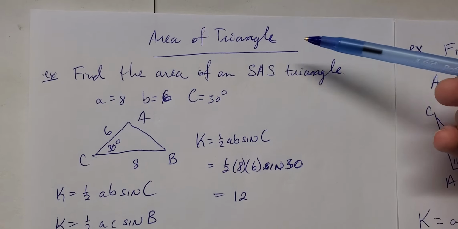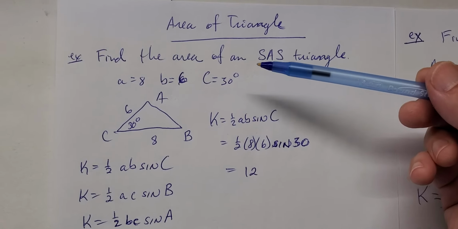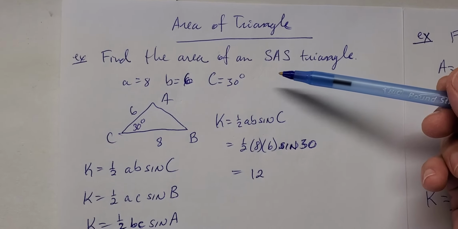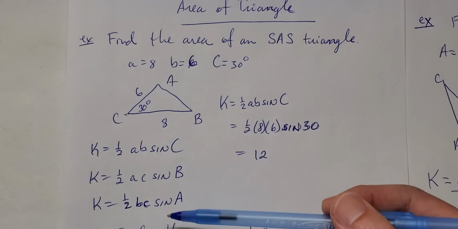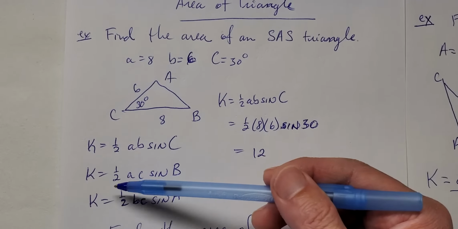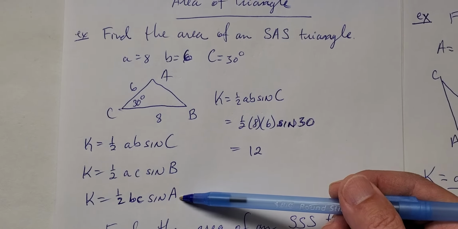This lesson is area of a triangle. Here we have an example. Find the area of a triangle that has side, angle, side. We're trying to find the area of a triangle with side, angle, side. Here you have three formulas, okay? A half AB sine C, a half AC sine B, a half BC sine A, okay?